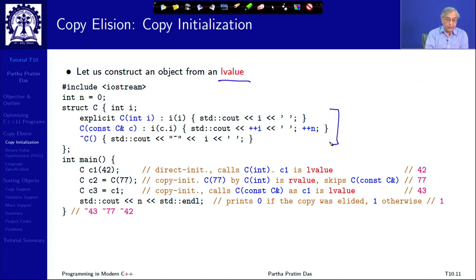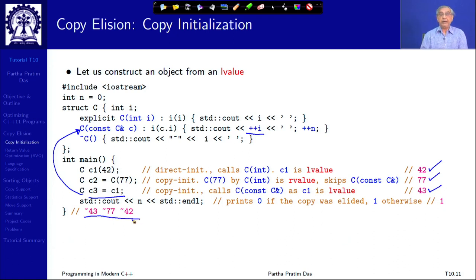So, these remain the same, but I add a third initialization for an instance C3 from C1, where you can see C1 is an L value, whereas this one is an R value. Now, you see something interesting, it does as before, this also does as before, but as you try to construct C3 from C1, which is an L value, it actually invokes the copy constructor. And as it invokes the copy constructor, C1 has a member value 42. So, it increments it to 43. So, it prints 43, and at the end of the program you will now see 3 objects getting destructed with their respective values, right.